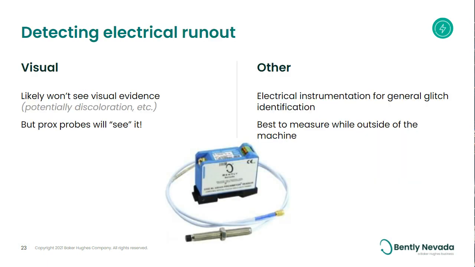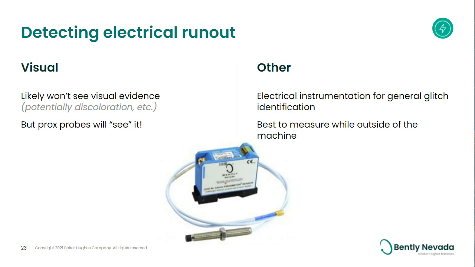And how do we detect electrical runout? Well, this one can be a little more tricky. Visually, you likely won't see any evidence. If there's a really severe defect in the manufacturing of the shaft, you may see some discoloration or something on the surface. But visually, it's not going to be as obvious as before, where if you get a scratch you can catch it with your fingernail, you see it. However, the proximity probes will see it.